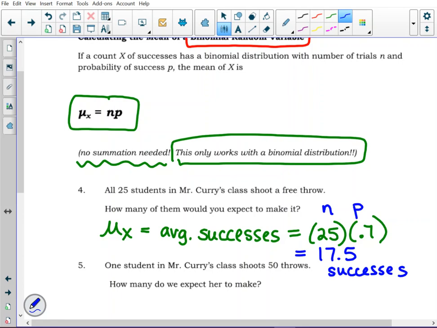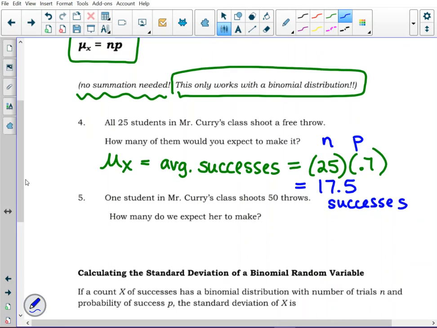And again, it's totally possible something that's discrete can get an expected value that's not discrete. So even though the total number of free throws that we count can't be a decimal, the expected value can be a decimal. Okay.